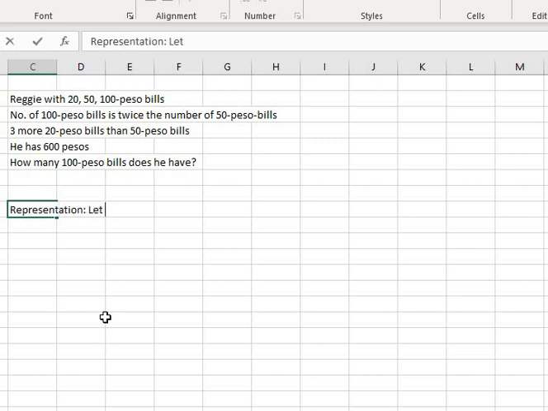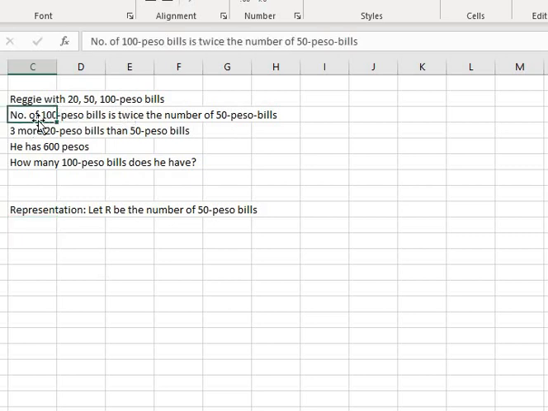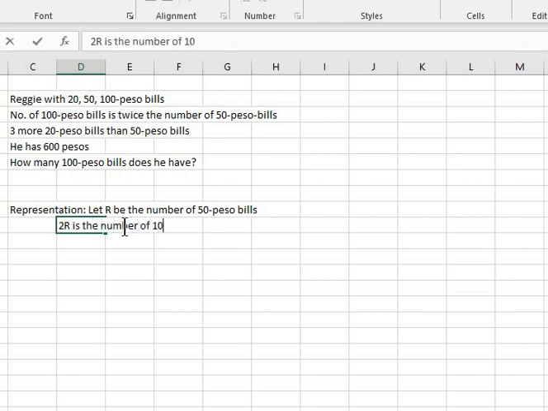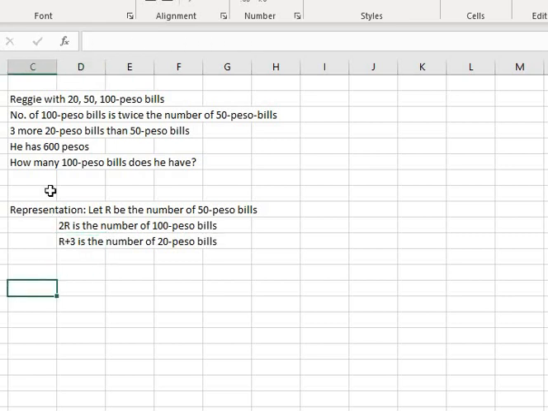Let some unknown variable, let's say R for Reggie, be the number of 50 peso bills. And then here the number of 100 peso bills is twice the number of 50, so this means that 2R is the number of 100 peso bills. And because this sentence says 3 more 20 peso bills than 50 peso bills, it means that R plus 3 is the number of 20 peso bills.